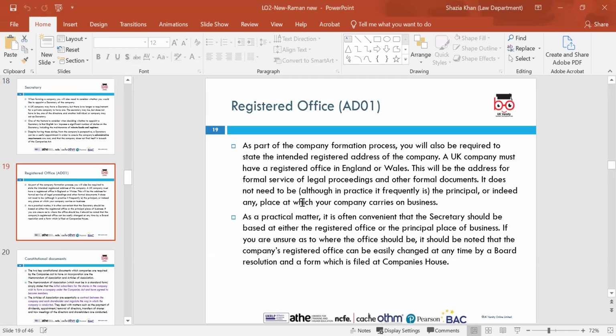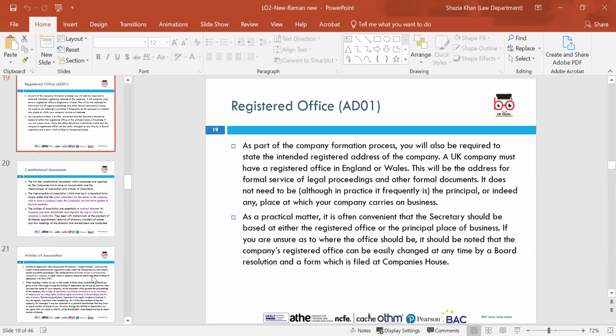Registered Office, AD01. As part of the company formation process, you are also required to state the intended registered address of the company. A UK company must have a registered office in England and Wales. It will be the address for the formal service of legal proceedings, and any sort of formal documents need to go to an address, so they need an address.